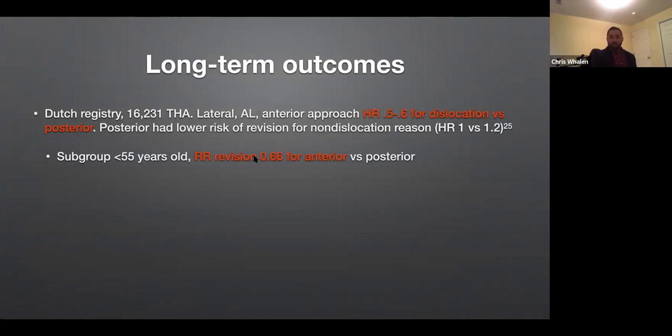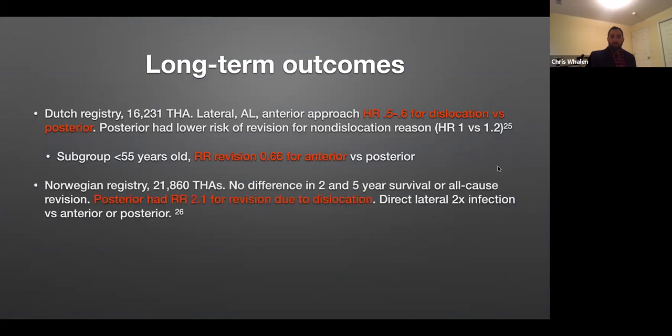Registry data, as Jeremy pointed out: the Dutch registry showed lower revision risk with anterior and lateral based approaches. When you looked at non-dislocation reasons, posterior did have a lower risk of revision. So in a lot of these registries, the dislocations are sort of evened out by the fracture and loosening risk, and a lot of times the overall revision risk is pretty similar. But in a subgroup less than 55, the overall revision risk was much less for the anterior.